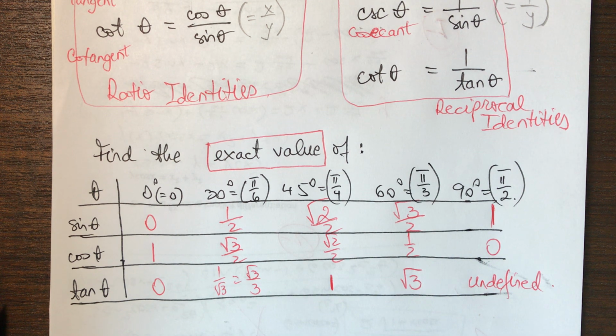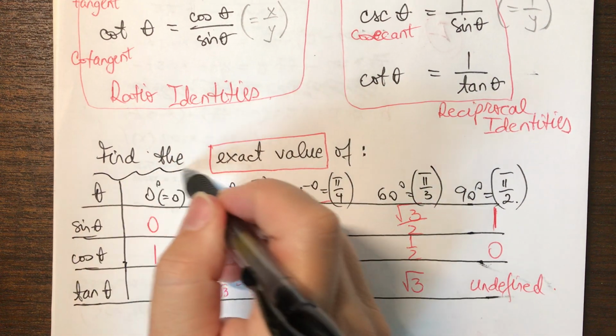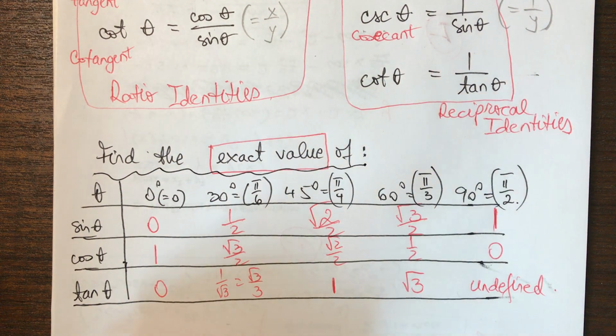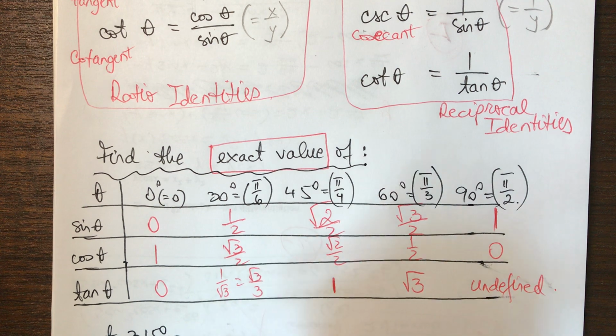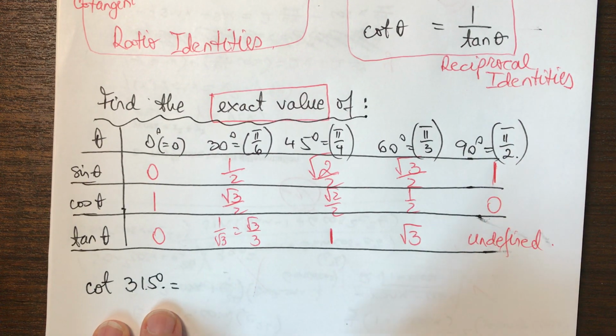Okay, all right. So, of course, if you want secant, cosecant, and cotangent values, simply take the reciprocal of these numbers. So, this being said, find the exact value of, let's say, cotangent of 315 degrees.